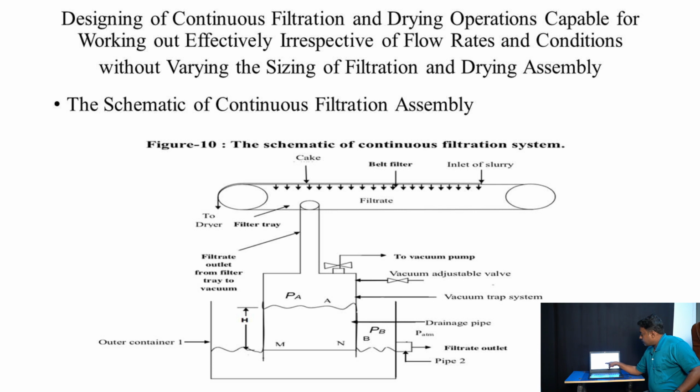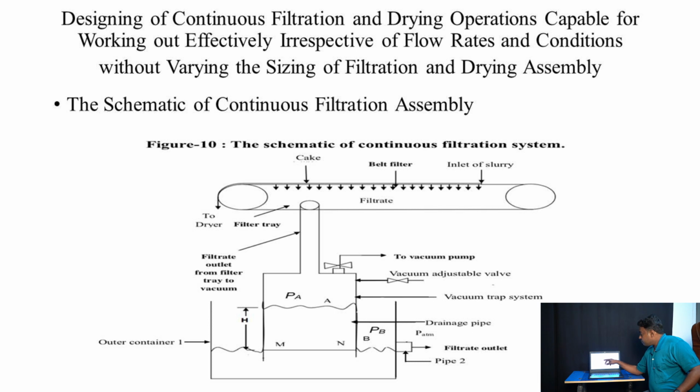The pipe is connected to the vacuum pump and the vacuum adjustable valve is also assembled on this pipe. If we have to increase the filtration rate, then we have to increase the vacuum strength inside the pipe, and this can be done by reducing the opening of the vacuum adjustable valve.